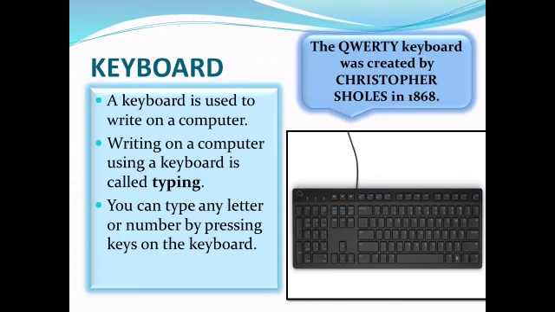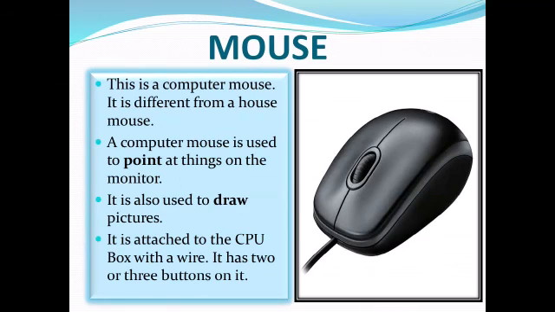The QWERTY keyboard was created by Christopher Sholes in 1868. The next and the last main part of a computer is a mouse. This is a computer mouse. It is different from a house mouse. A computer mouse is used to point at things on the monitor, for example, on files or folders.